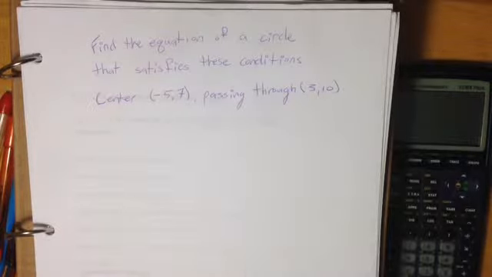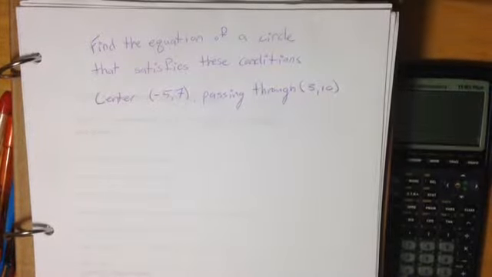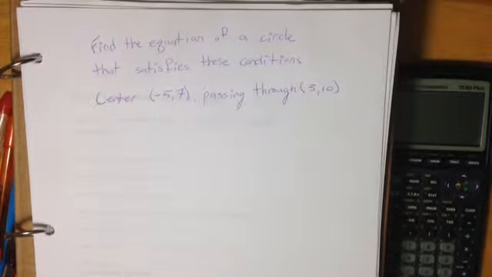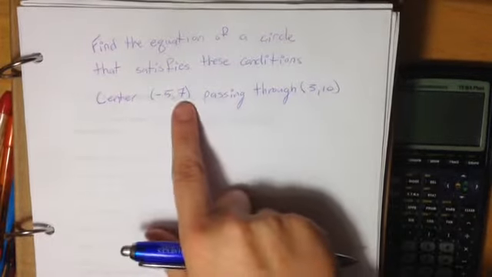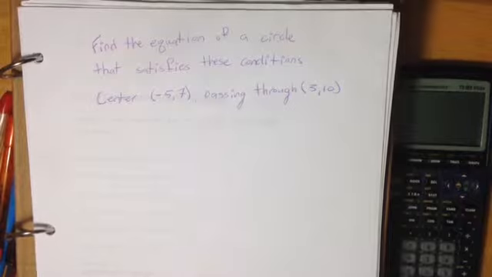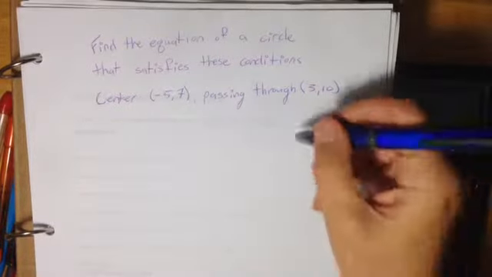Now we need two big pieces of information to find the equation of a circle. We need to know the center and we need to know the radius. Now they've already given us the center, so that's great. We've got half the information that we need already. The other piece that we need is the radius.